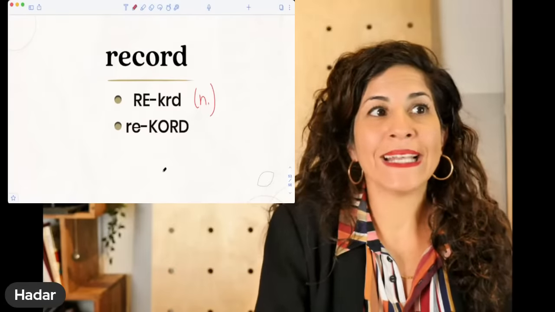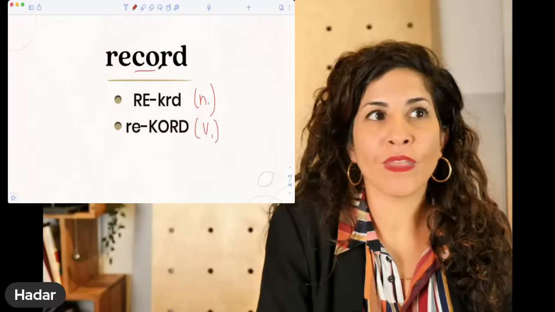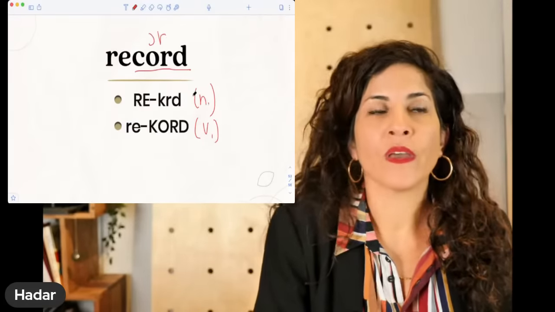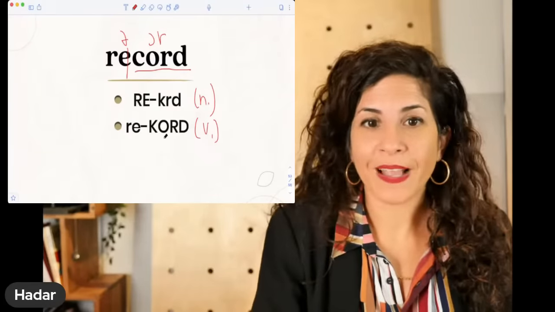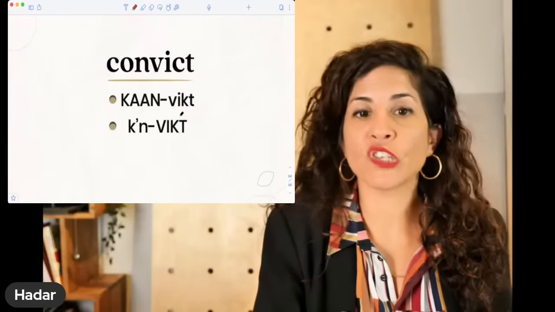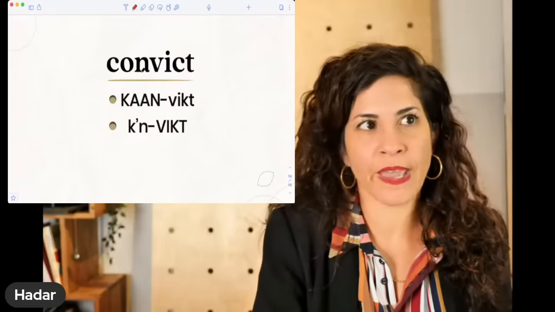But when it's a verb, I'm going to record a new video, this is going to be the primary stress, so it cannot be a schwa. Then it's the or as in for. Record. This becomes a schwa, by the way. I need to record something. So the stress shift changes the pronunciation, okay?